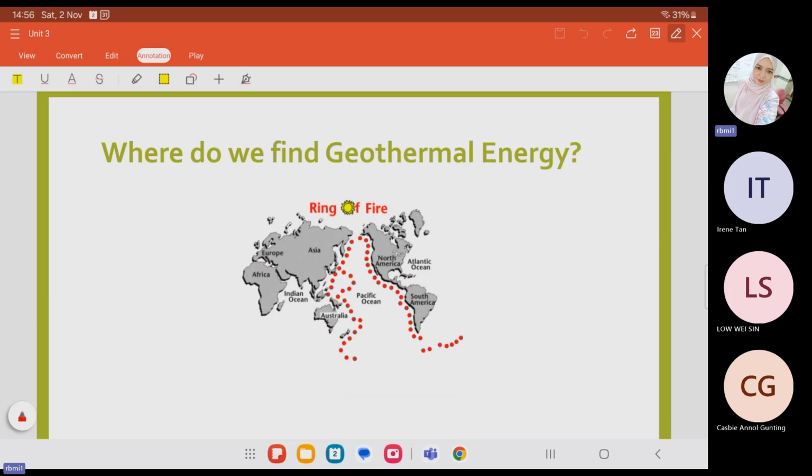One of the most active geothermal areas in the world is called the Ring of Fire, which encircles the Pacific Ocean. The Ring of Fire lines the edges of the Pacific Ocean. The countries around it include Australia and some countries in Asia, and it also goes to North America and South America along the Pacific Ocean.